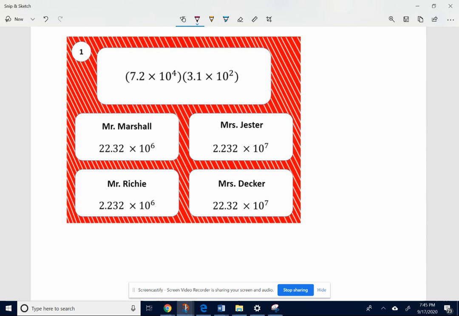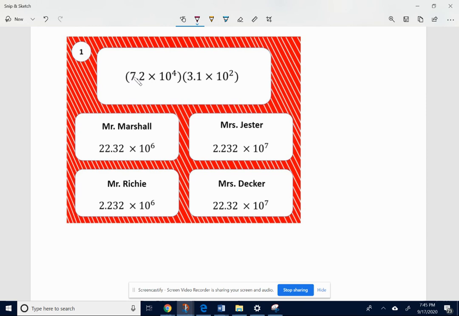Okay, so we have 7.2 times 10 to the fourth times 3.1 times 10 to the second. The shortcut: just think about this. We have four numbers multiplied together. When you have a bunch of numbers multiplied together, order doesn't matter. The commutative and associative properties tell us we can take these numbers and jumble them up however we want.